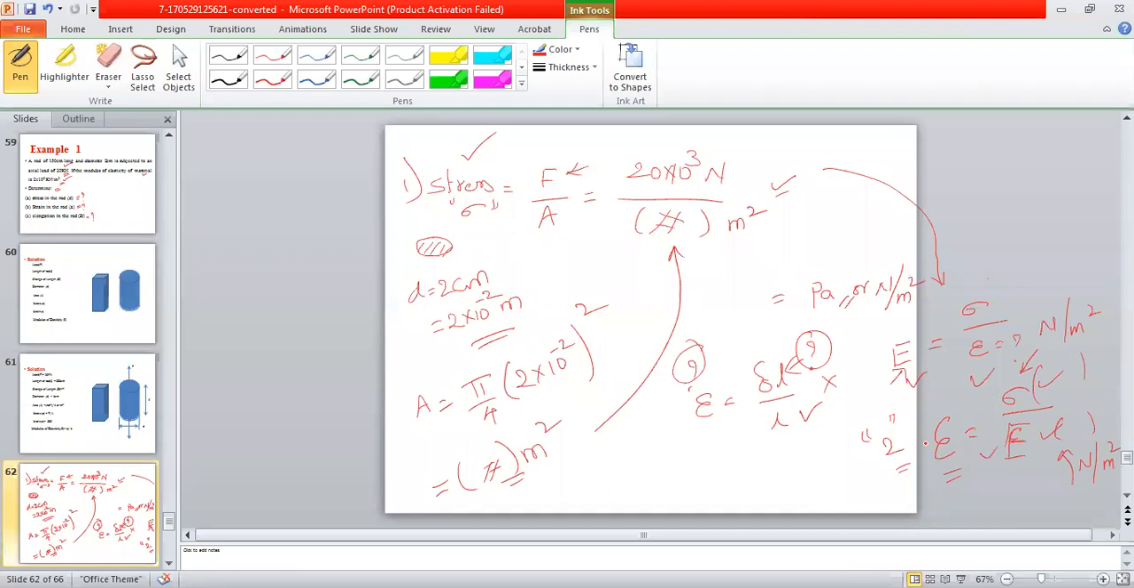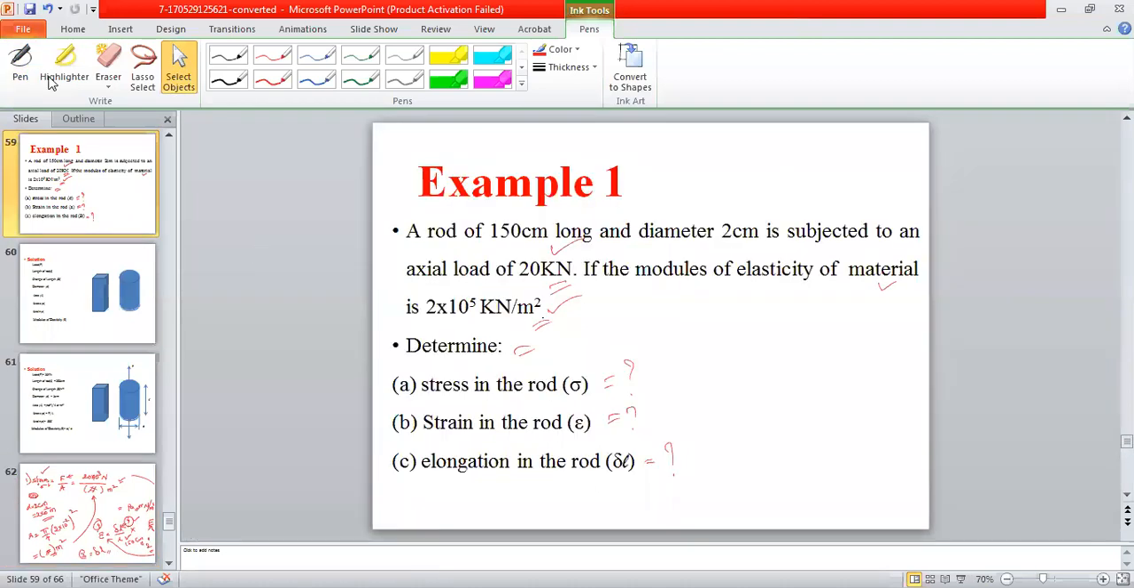After finding the strain, I can substitute the strain in the equation, and I can find the unknown, that is the change of length, because the original length is given, that is 150 centimeter. That is the third quantity we need to find, the change of length in the component. So in this manner, we need to find out the stress, strain, and elongation in the component.